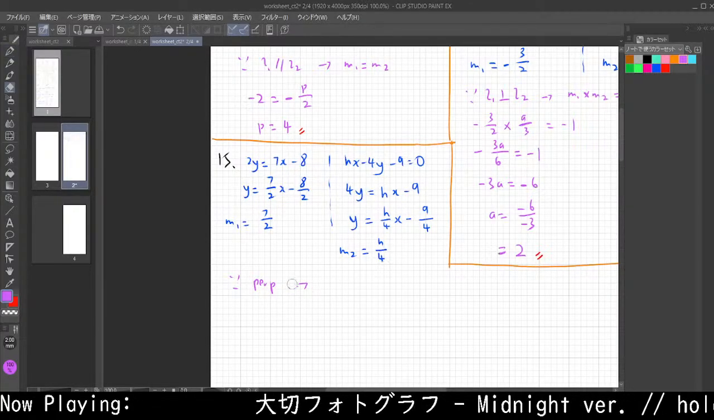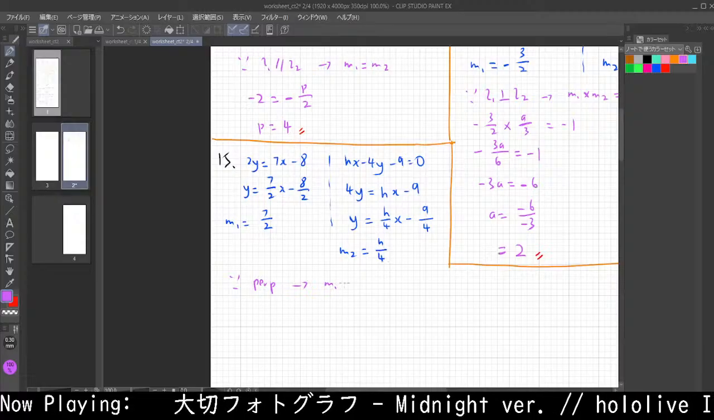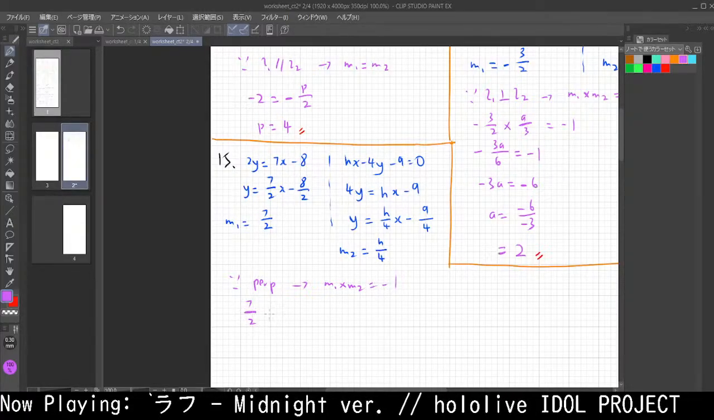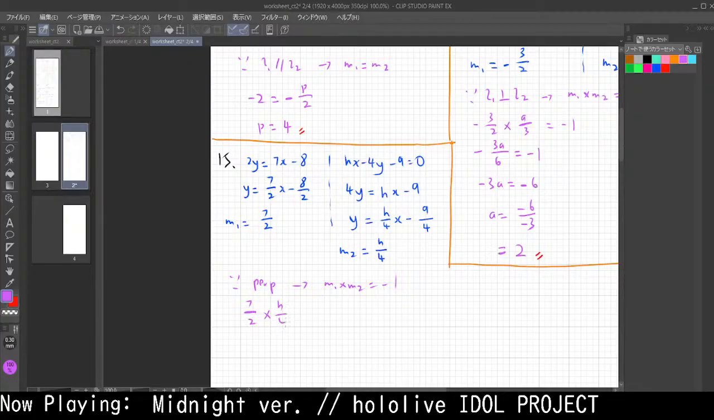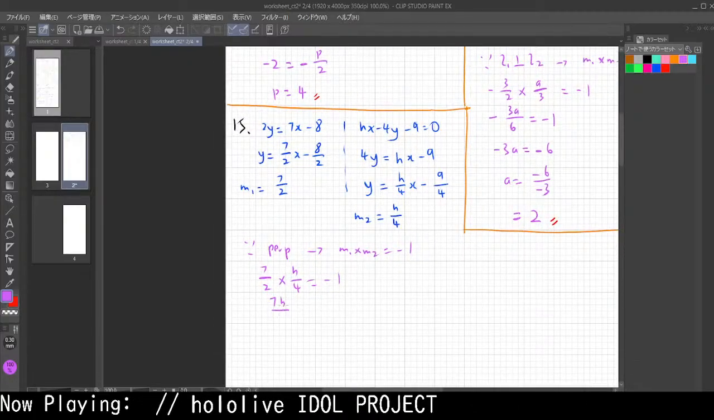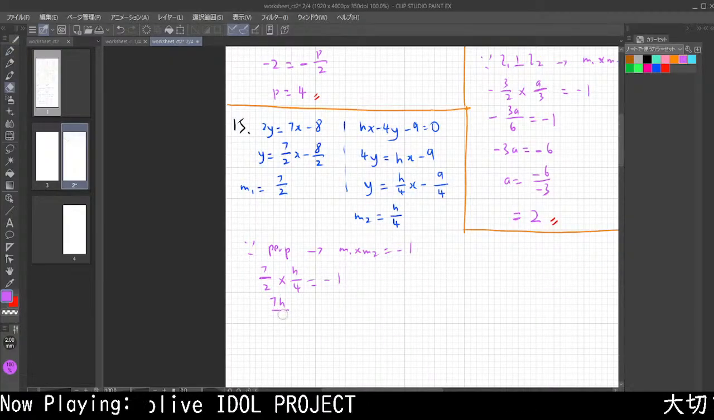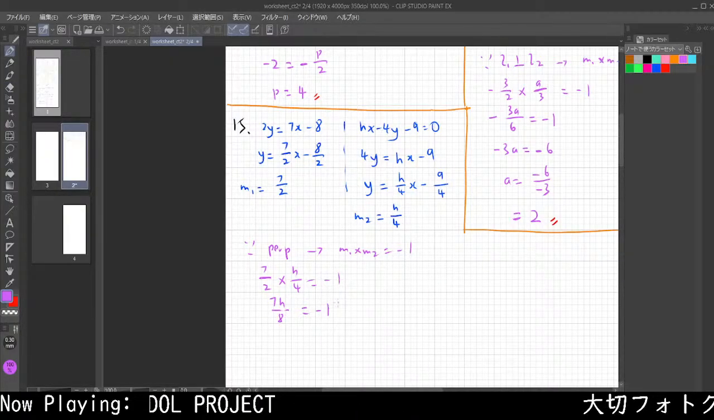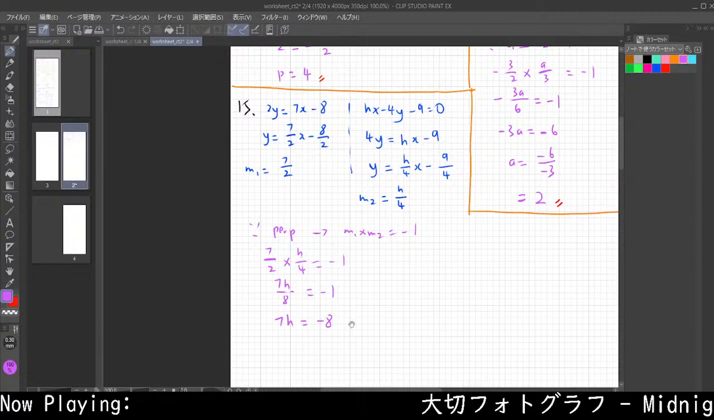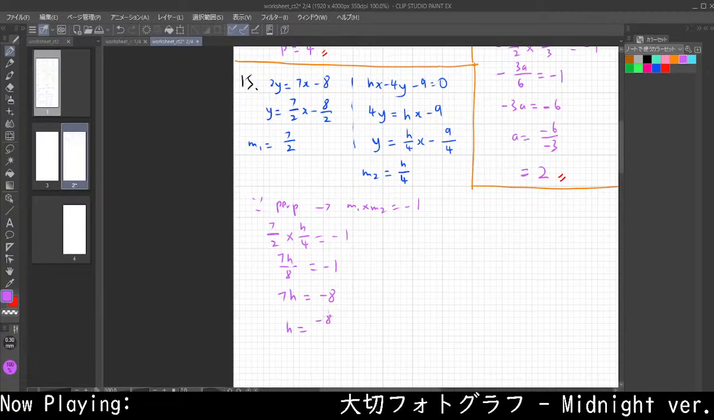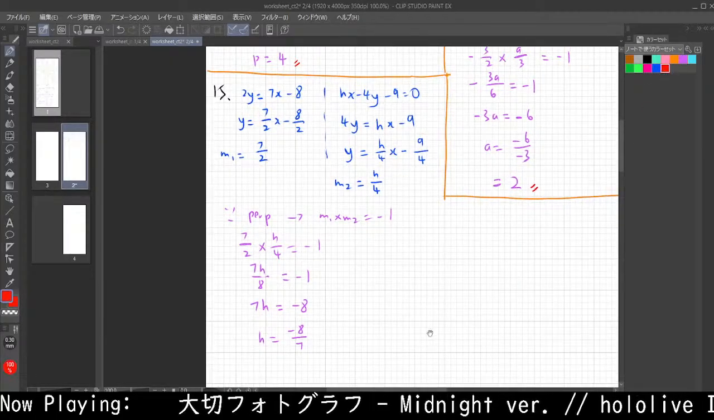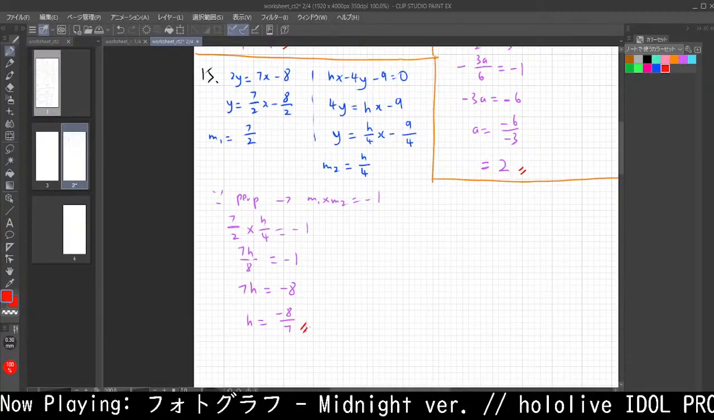Since perp, therefore m1 times m2 equals -1. 7 over 2 times h over 4 equals -1. Fractions multiplied together, top times top, bottom times bottom. 7h over 2 times 4, 8, equals -1. 8 bring over, 7h equals -8. 7 bring over, h equals -8 over 7. And then nothing else you need to do, this will be your answer.